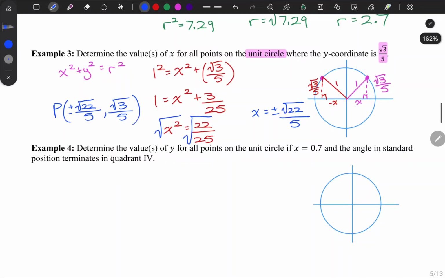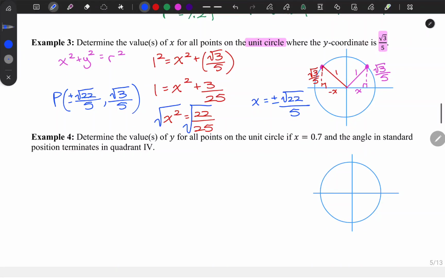Okay, let's take a look at a second example like that. We want to determine the values of y for all points on the unit circle if this time we know x is equal to 0.7, and the angle in standard position terminates in quadrant 4. So we know we have a positive x value of 0.7, but knowing that the angle terminates in quadrant 4, we actually only have one x value. If there was no limit on the quadrants, you could have another x value that was positive in quadrant 1, but we are limited to quadrant 4.